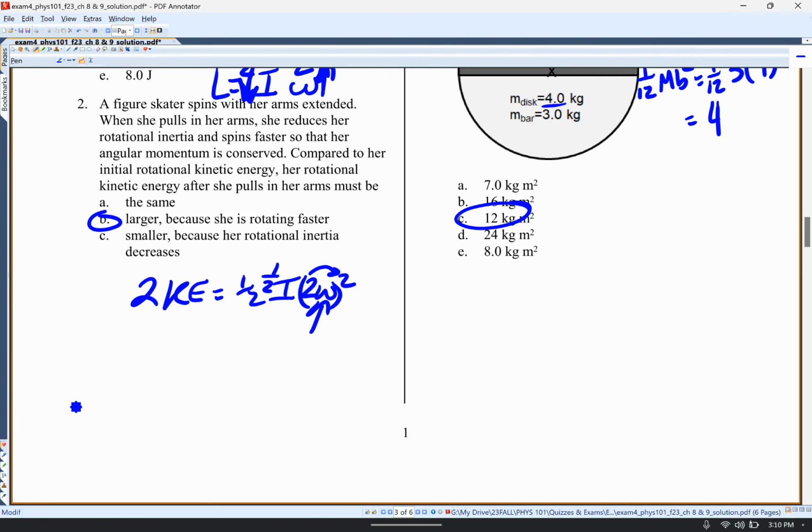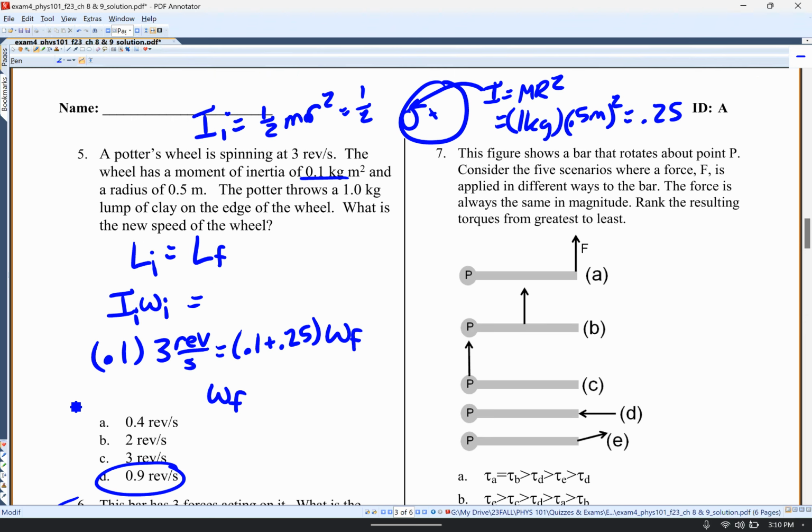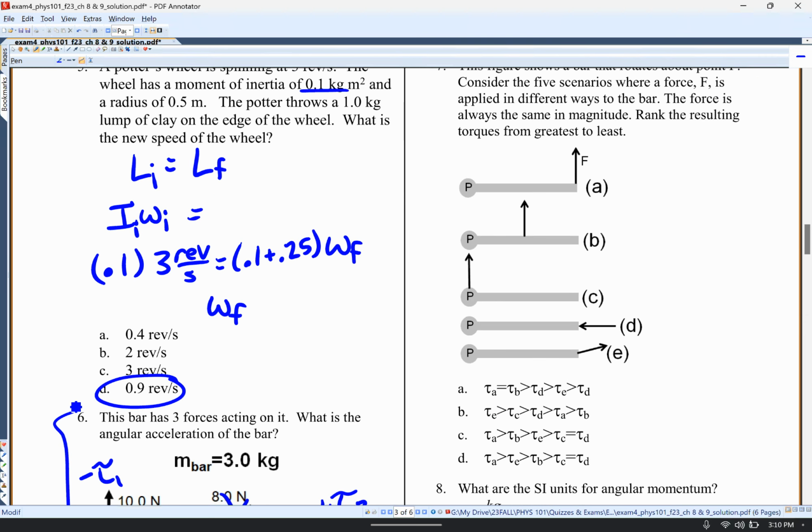Rank these torques from greatest to least. Okay, the one that's going to be greatest is going to be A, because I have that force. And notice all the forces are the same in magnitude, and they look to be the same length too. So A is going to be the biggest. That gets rid of that one. Also recognize that A is not equal to B, so I can get rid of that one. This one has 0 torque, and this one also has 0 torque. That means C is equal to D.